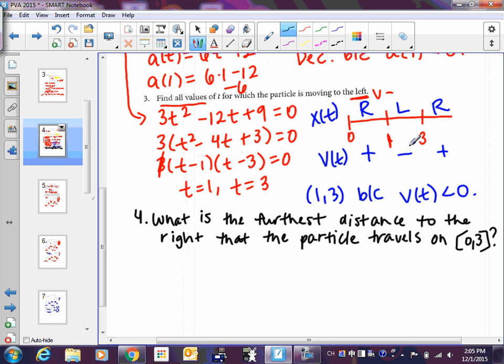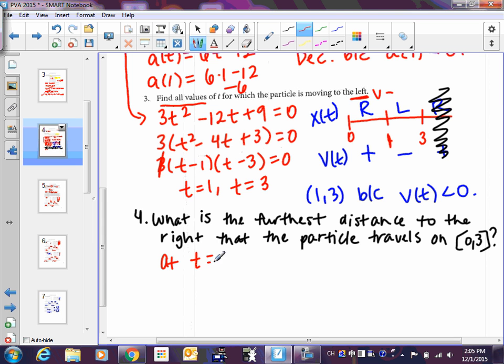And so in thinking back to what we did here, we can actually disregard everything after 3. And I'm using this sign chart just because we already did it. It gives us a pretty good idea of what's happening. From 0 to 1, the particle is moving to the right, and at 1, it changes direction and moves to the left. So that doesn't tell me what the furthest distance is, but it does tell me when this is happening. So what's the time when the particle is furthest to the right?